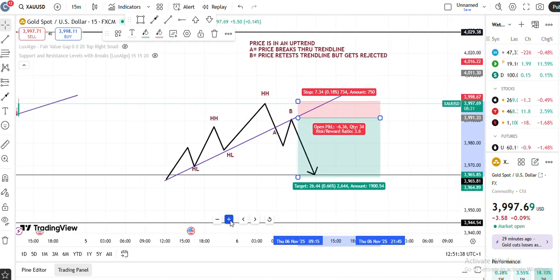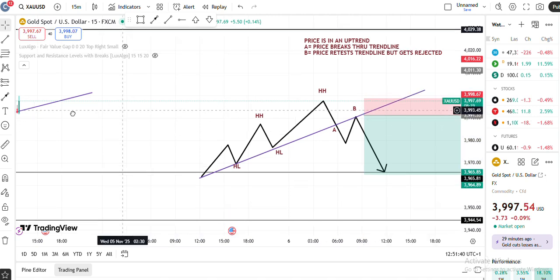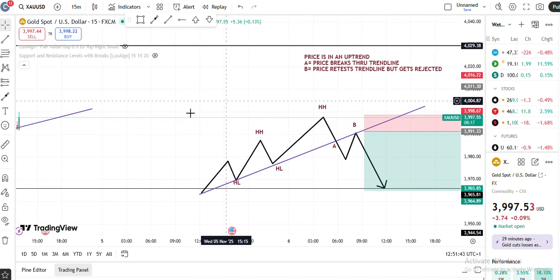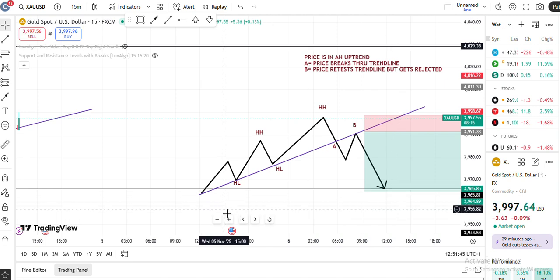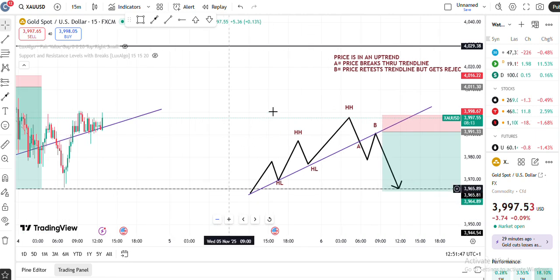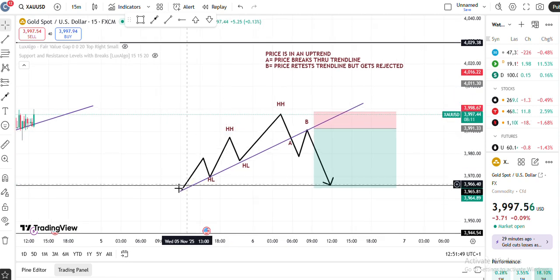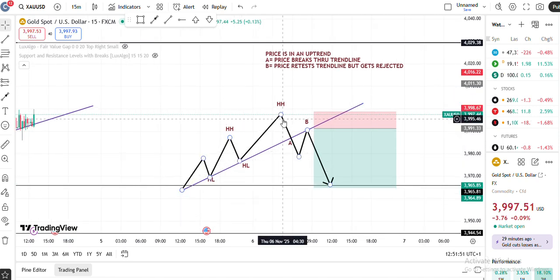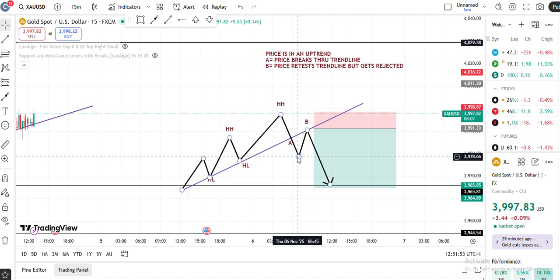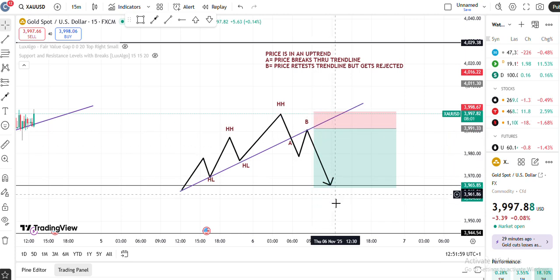So again, going over it real quick. We said price is in an established uptrend. It's broken trend. You don't rush into a sell here. You wait for a retest and a rejection, and then you enter your sell and just wait for it to play out.